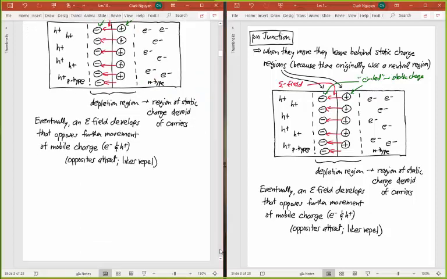And so let me blow up this picture here just to make that blatantly clear at the bottom here. So I've sort of written what I said here. An E field develops that opposes further movement of mobile charge. And so opposites attract, likes repel. And so if I want to take everything up here and sort of blow it up down here, I might draw something like this.